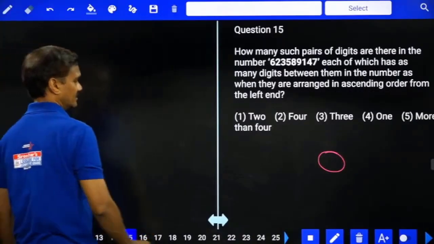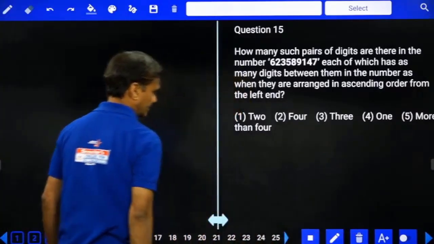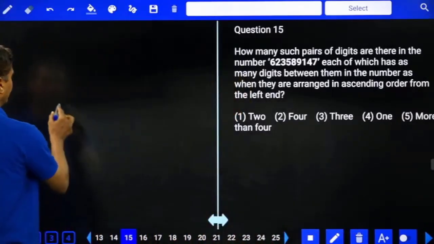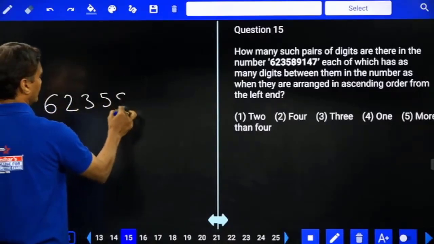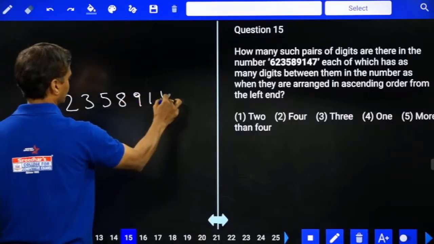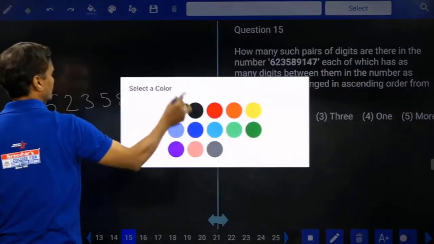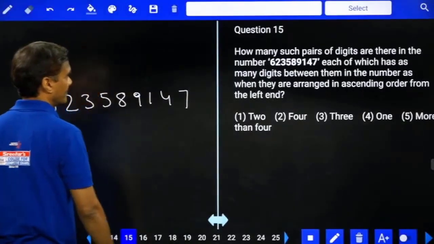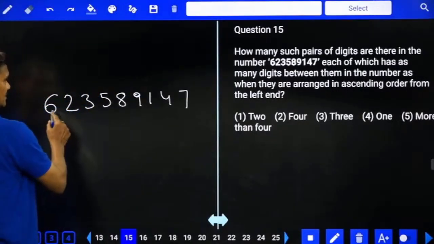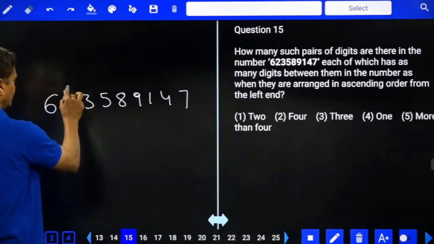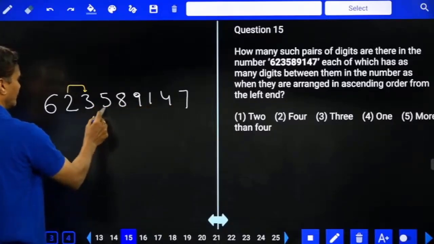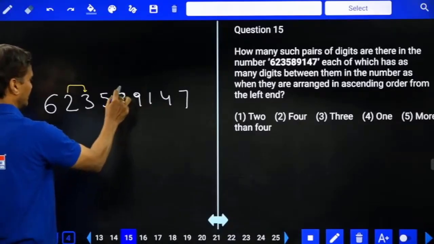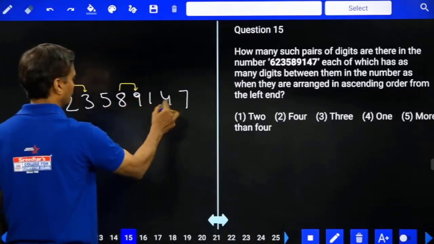Then coming to 15. Now in this 15th one, a number is given. What is the number we have? 623589. Now in this we need to find out the total number of pairs existing between them. Starting with 6, 7, 8, 9. 2 and 3 is a pair. 2, 3, 4, 5, 6, 7, 8, 9. 3, 4, 5, 6, 7, 8, 9. Then 5, 6, 7, 8, 9. 8, 9 is a pair. And 1, 2, 3, that's it.